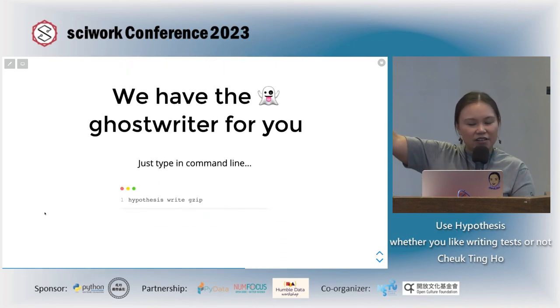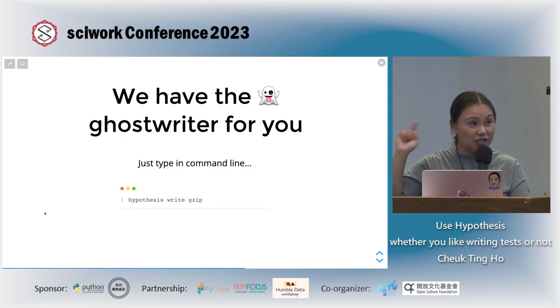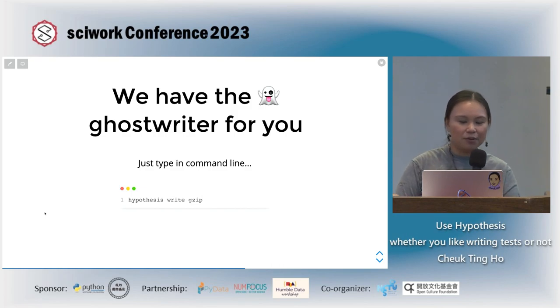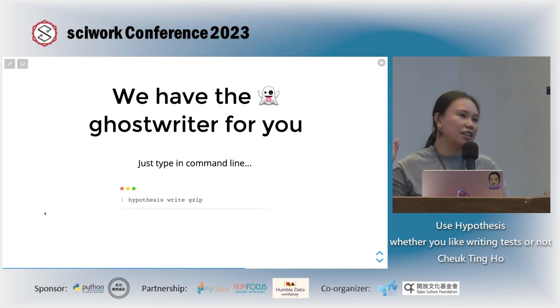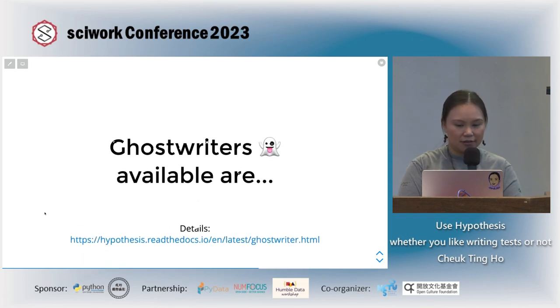So in the command line, it's very simple. This one is actually using gzip, the standard library, as an example. So you just type hypothesis write and then the name of the module, and that's how it works.